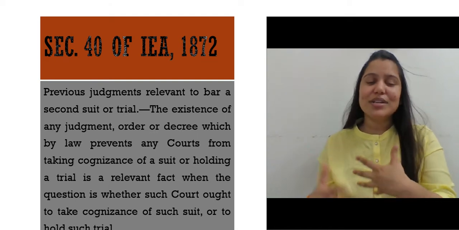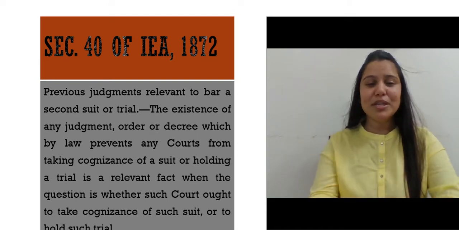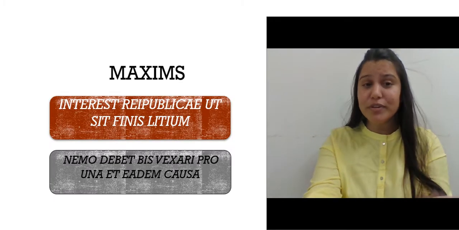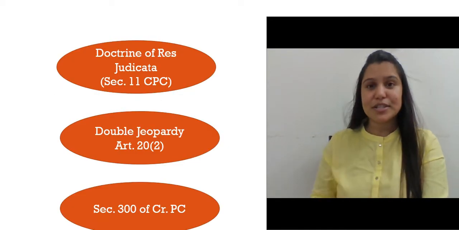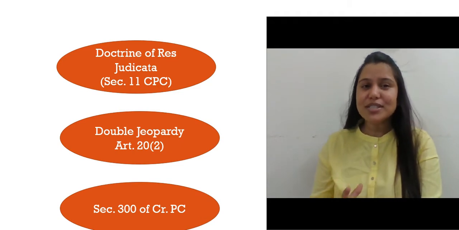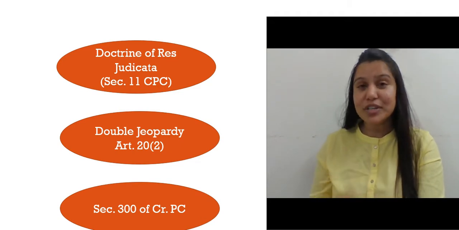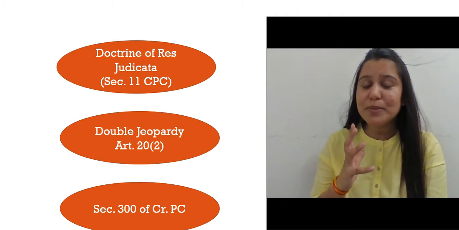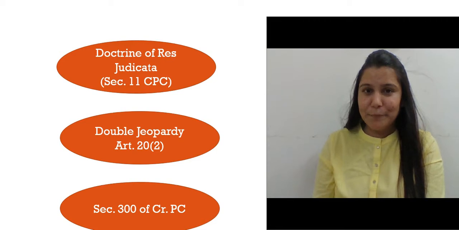Now, how does that happen? Let me give one example to you. Before moving to the maxims, we'll see these things first. We'll see the maxims later on. This talks about the doctrine of res judicata. Or if not the doctrine of res judicata, you must have heard of the principle of double jeopardy.